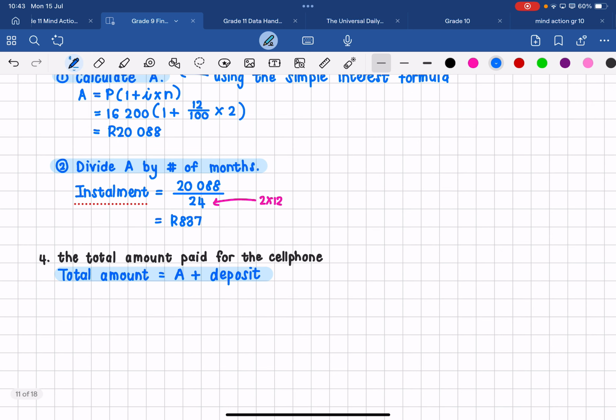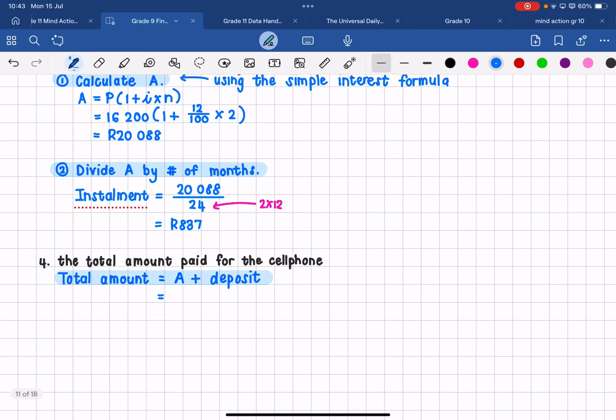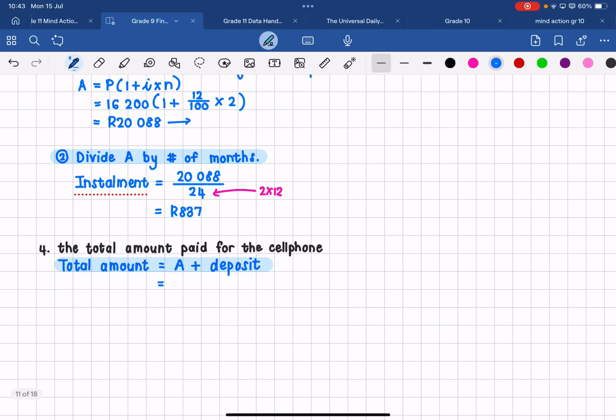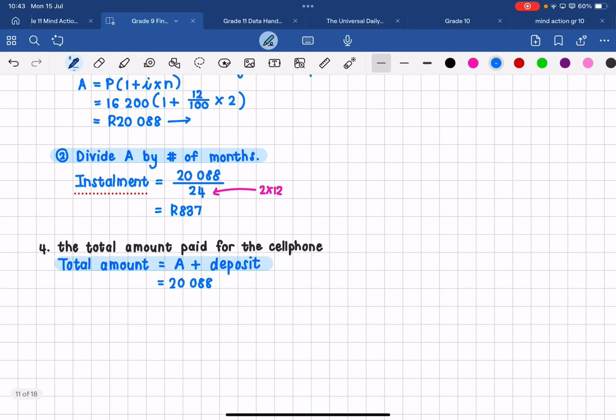Now, what was the A value for this question? We calculated it in the previous question. 20,088 Rand. So that is the loan amount plus the interest that they are charging us because they're giving us more time to pay this phone off, plus a deposit of 1,800 Rand.